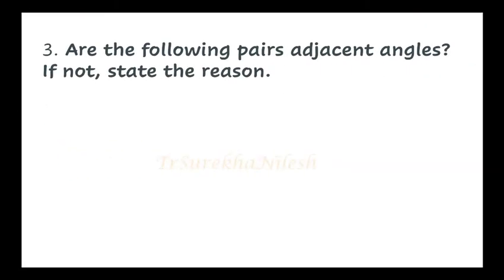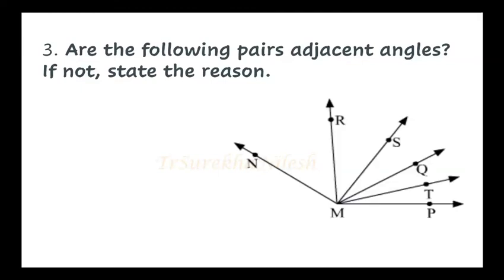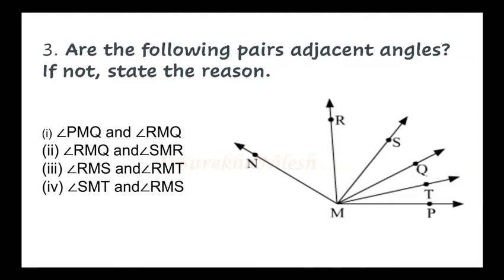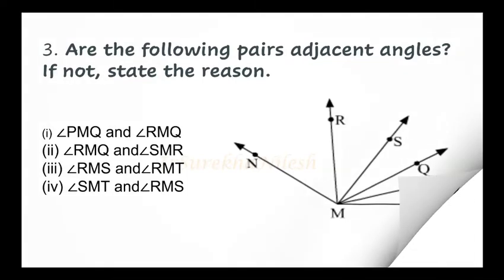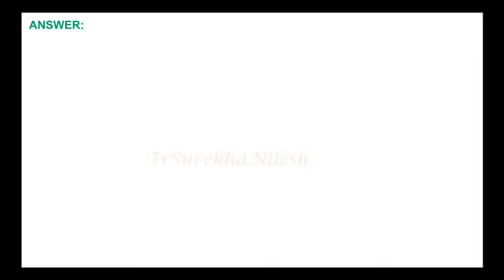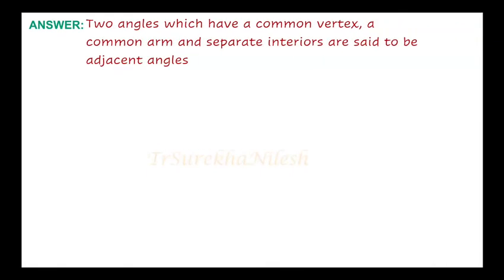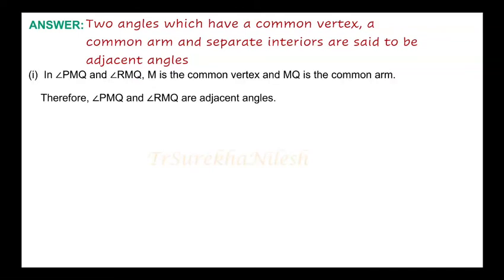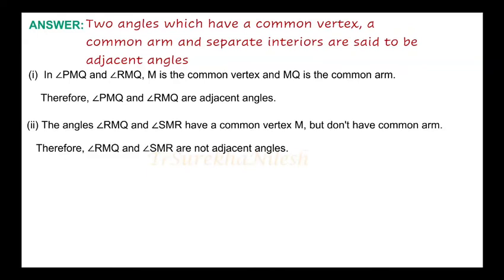Question number 3. Are the following pairs adjacent angles? If not, state the reason. Answer. Two angles which have a common vertex, a common arm and separate interiors are said to be adjacent angles. In the first pair, that is angle PMQ and angle RMQ, M is a common vertex and MQ is a common arm. Therefore, angle PMQ and angle RMQ are adjacent angles.